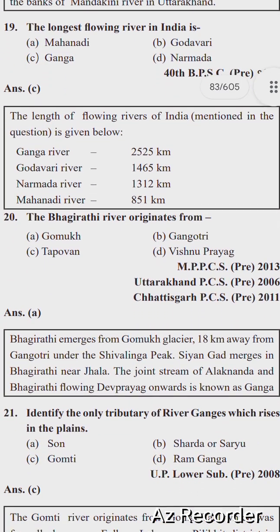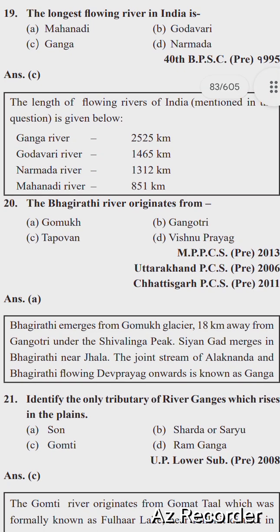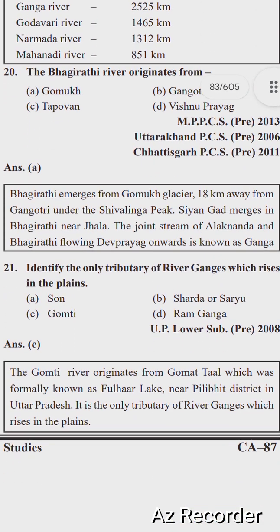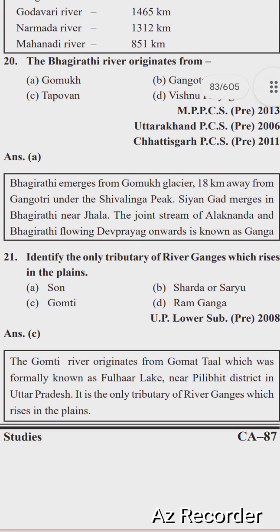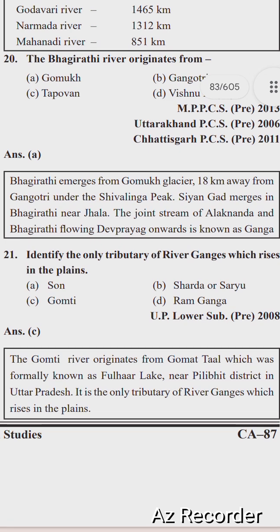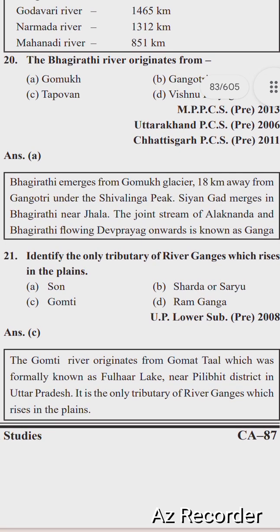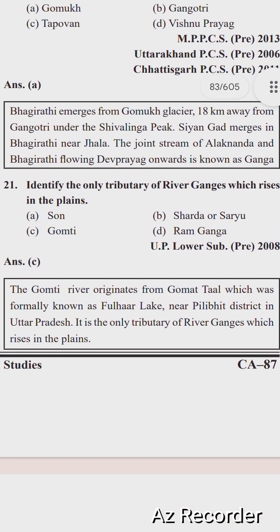Next, Bhagirathi river originates from: option A, Gomukh, option B, Gangotri, option C, Tapovan, and option D, Vishnuprayag. Right option is option number A, Gomukh. Bhagirathi emerges from Gomukh Glacier, 18 km away from Gangotri, under Shivling Peak. Siyan Gad merges in Bhagirathi near Jhala. The joint stream of Alaknanda and Bhagirathi flowing from Devprayag onwards is known as Ganga.